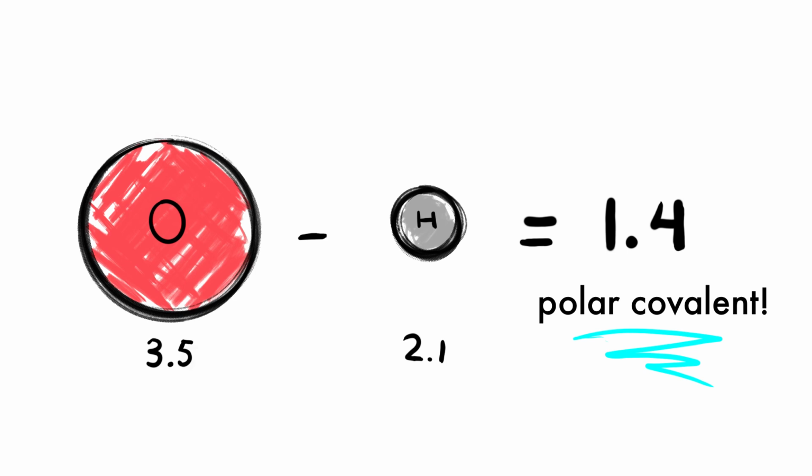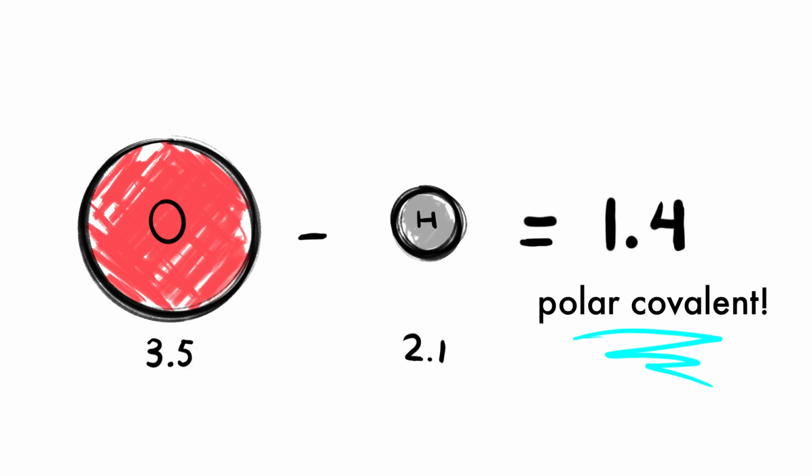So to calculate our electronegativity difference, it's a pretty simple process. You go to the electronegativity chart of the different elements, you take the bigger one, you subtract the smaller one, and you get a number. So for instance, oxygen is 3.5 minus hydrogen at 2.1. You get 1.4. And you can see that means it is a polar covalent bond.